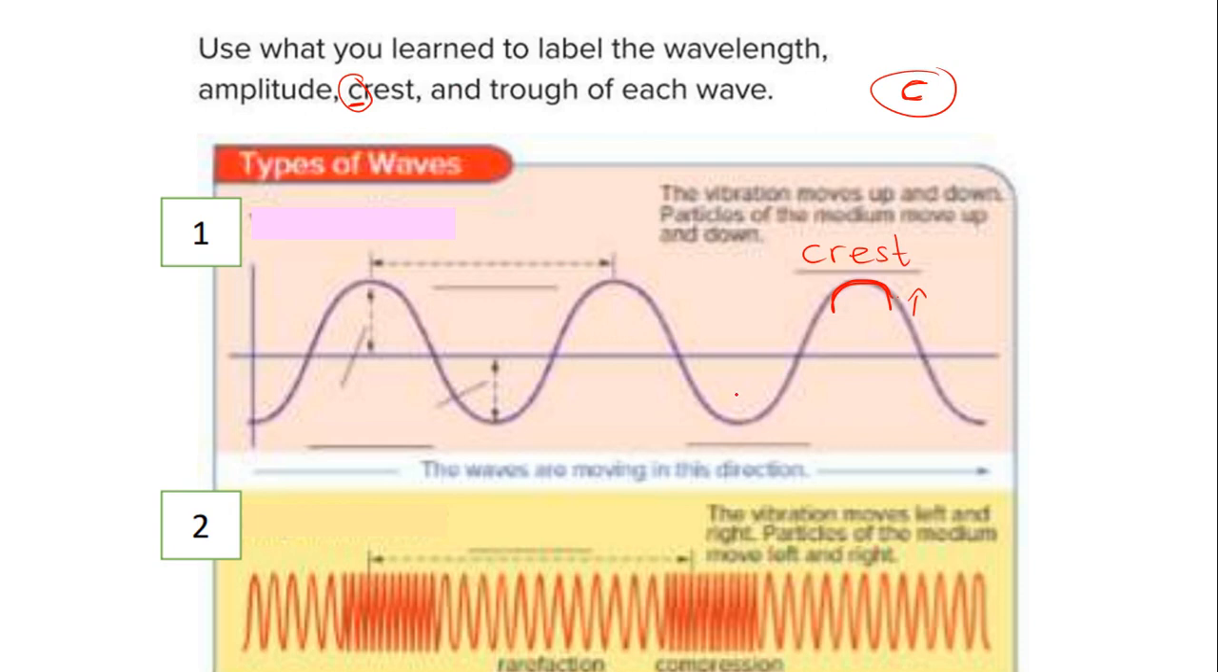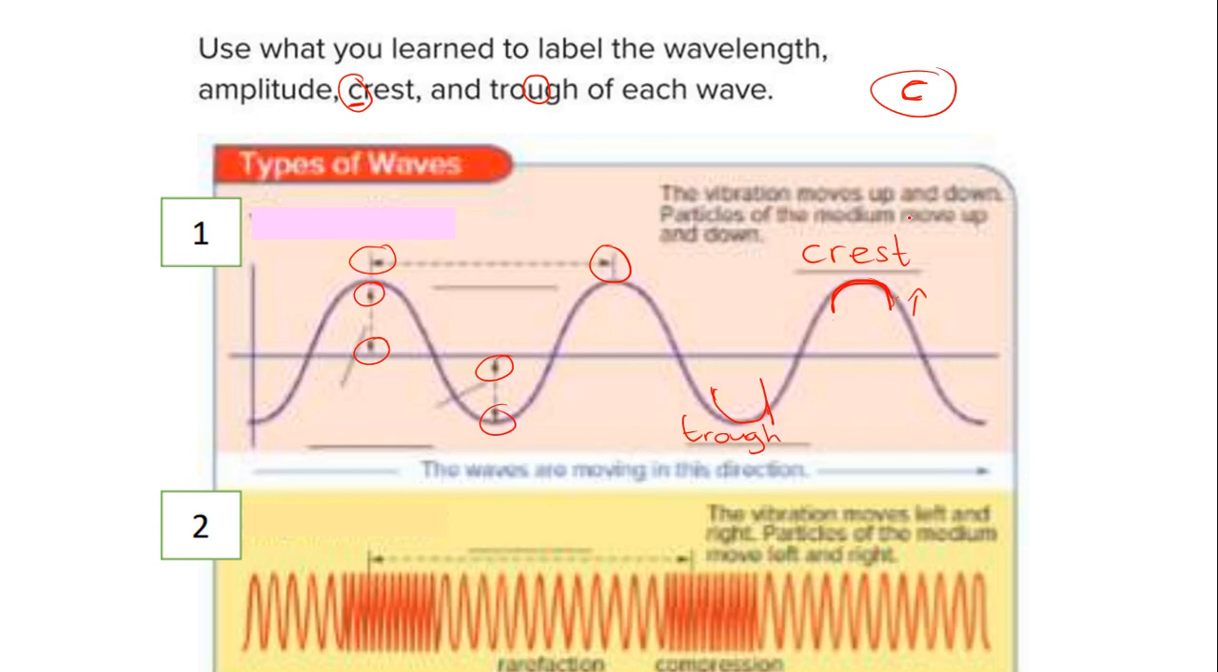The next word we're going to look for is our U shape. So remember, we are not looking at the ones with arrows for the first two. These have arrows. We are only going to look for our C and our U. So our U shape, the word with the U, is our trough, the bottom of the wave. So our U shape, trough.